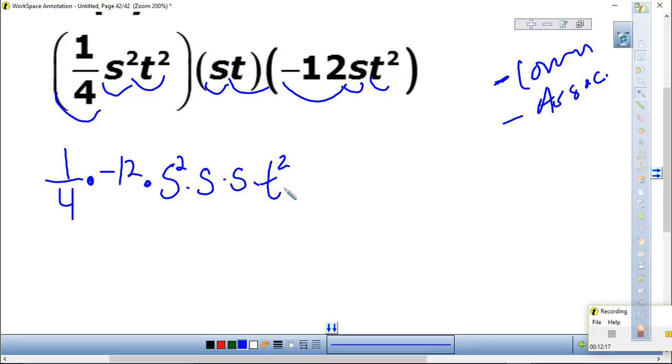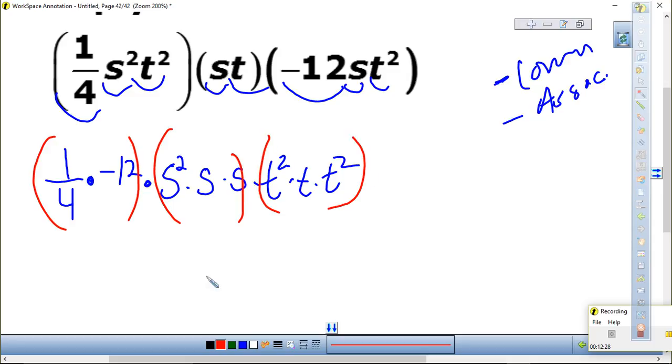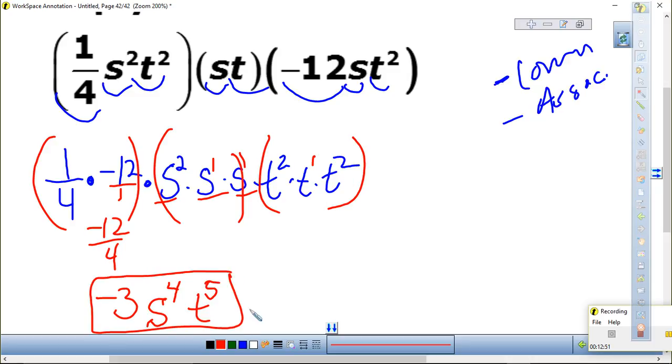So then here we have same bases again: T squared times T squared. Now I'm going to group them. So 12 times 1/4, if I write this over 1, this is negative 12 over 4, which is negative 3. Same base, this is S. What are my exponents? 1, 1, and 2, so that is 4. And this one, same base, we have exponents 2, 1, and 2, so this is 5. All right, that's showing the properties.